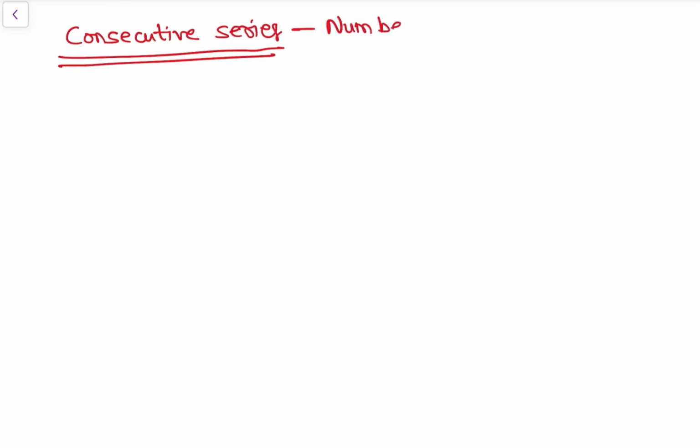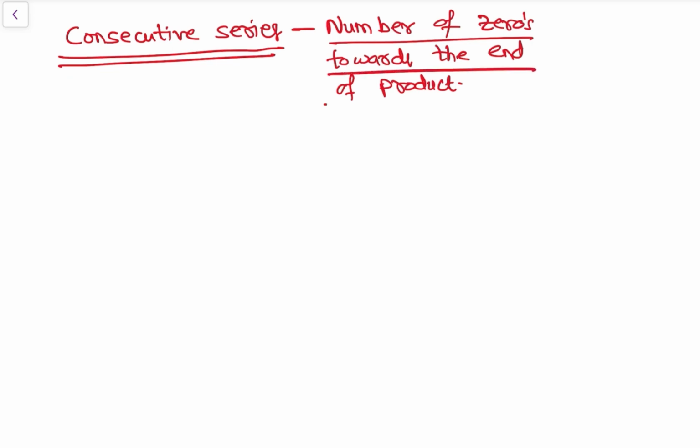If the series is consecutive, then the number of zeros towards the end of the product. ठीक है, consecutive series. So देखते हैं.